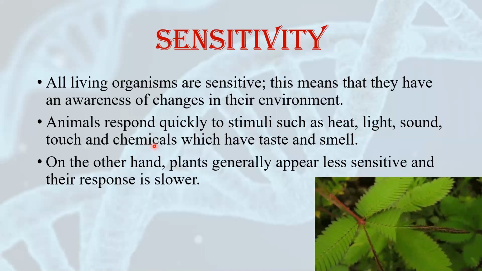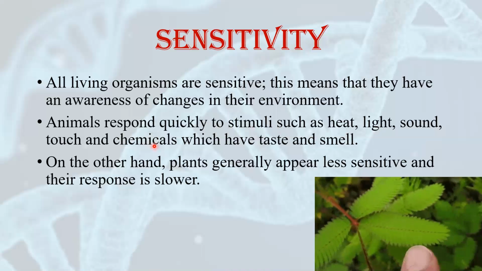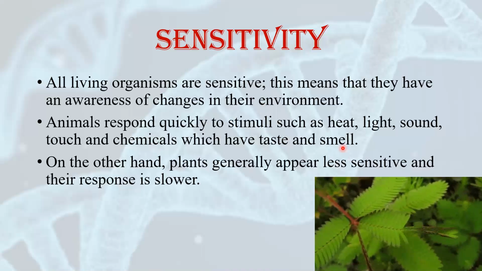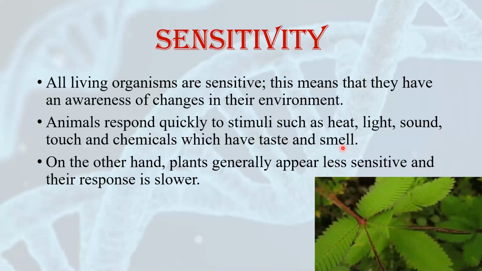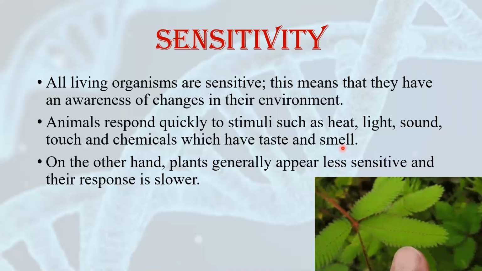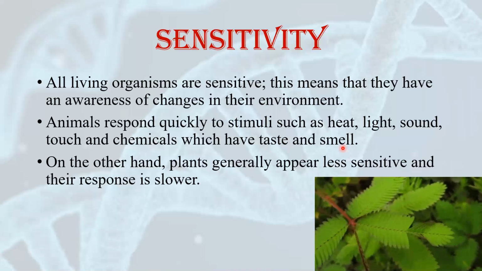Why do they respond so quickly? Because animals have sense organs. How many sense organs do we have? We have 5 sense organs. So all the animals have such types of sense organs for taste, smell, hearing, feeling, and seeing. So we have 5 different types of sense organs, and because of that only we are able to receive the stimuli and we are able to respond to it very quickly.